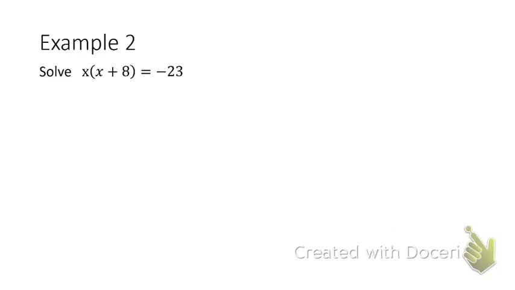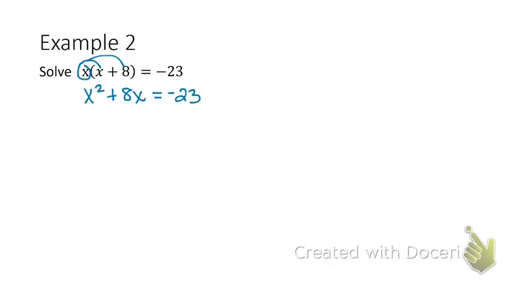Okay, class, let's look at 6.3, example 2. Remember, we're working on completing the square, and this one's a little different because it doesn't have the x squared. So the first thing we need to do is go ahead and work out what we've got written here. We can go ahead and distribute this x that's right here. So when I distribute that, I get x squared plus 8x, and it says that equals negative 23.